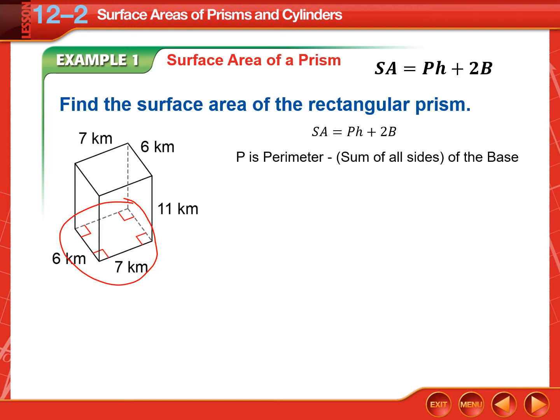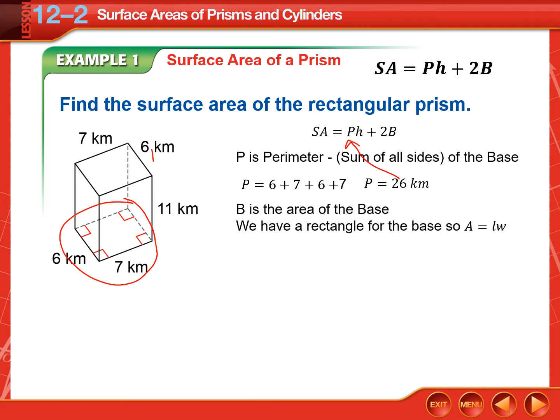First, I have to walk all the way around. This is 6, this is 7. They're letting me know that it's 6 and 7 around this, because the bottom base has to have the same dimensions as the top base. So I'm going to add 6 plus 7, 6 plus 7, which walks around the bottom base. I get 26. That 26 is going to go where the P is.